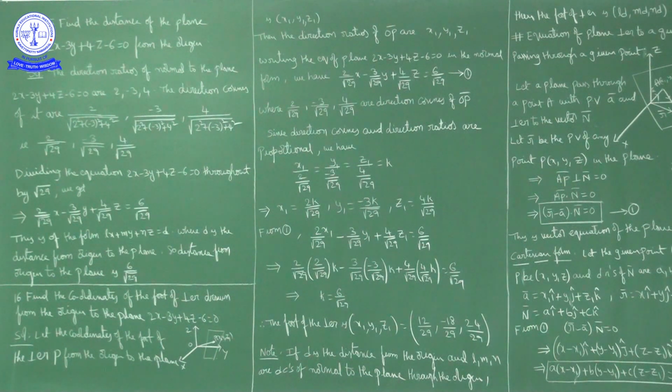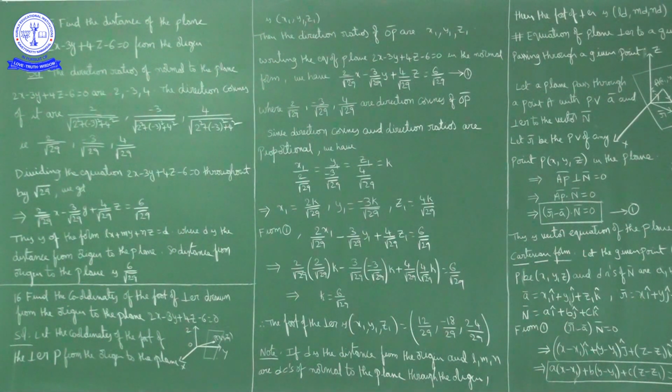Now here what we have to find? We have to find the coordinates of the foot of the perpendicular drawn from the origin to the plane. Let P be the point where the foot of the perpendicular intersects the plane, so let the point be P(x1, y1, z1). P is a point on the plane, so it satisfies the plane equation. So we can write 2x1 minus 3y1 plus 4z1 is equal to 6. That is one thing. Now this is the plane equation: 2x minus 3y plus 4z is equal to 6.